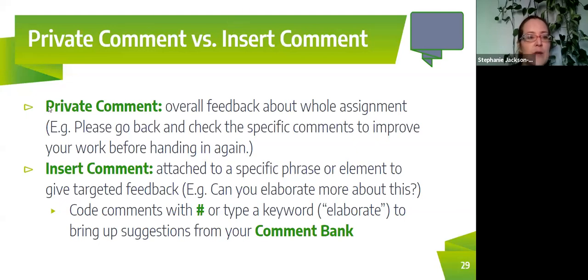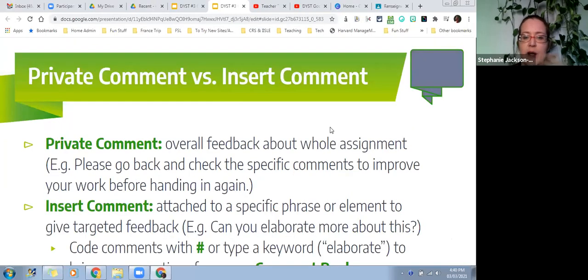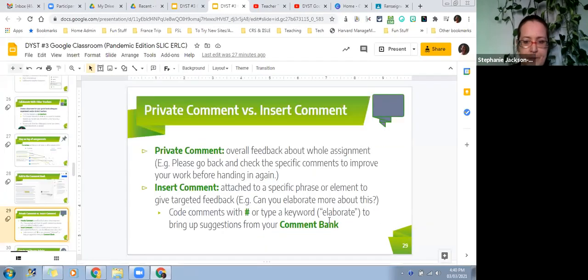So an idea to keep those separate is to use the private comment for when you're giving overall feedback about the whole assignment. Like, maybe they're completed and you've marked it, you want to give them a little feedback, or maybe you want to say, oh, you need to go back and check the specific comments to improve your work before I mark this. And then use that insert comment when you're highlighting a specific piece of text or a specific piece of the student doc, to really get at that more targeted feedback, like, can you elaborate more on this, et cetera.